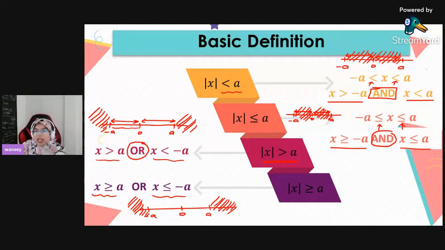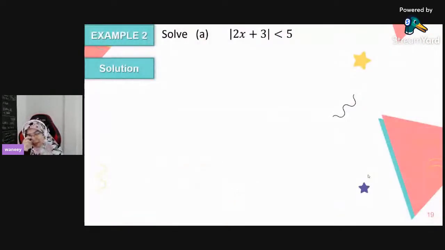So those are the things that you should remember. How to remember? You need to remember them by heart, by mind, by soul. Ingat lah. Macam mana nak ingat? Kena ingat. Okay, next. Right, so how do we solve absolute value of 2x plus 3 less than 5?